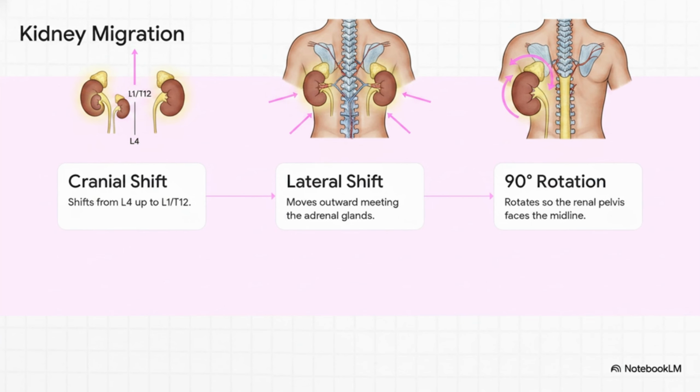First, there's a cranial shift, moving from the 4th lumbar vertebra all the way up to the level of L1 or T12. Second, they do a lateral shift, moving outward to meet the adrenal glands. And third, the grand finale is a 90-degree rotation. The renal pelvis starts off facing forward, but rotates to face the midline of the body.